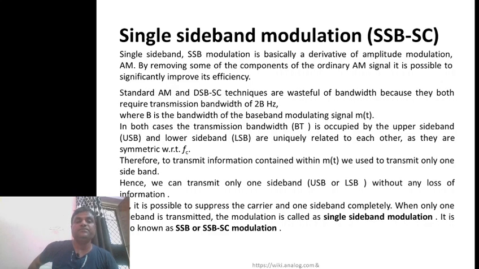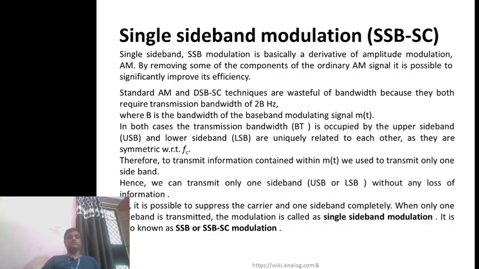It is possible to significantly improve the efficiency. The standard AM and double sideband suppressed carrier techniques again waste bandwidth. The bandwidth required for standard AM is large, and the bandwidth required for double sideband suppressed carrier is small in comparison to the AM signal. But even for transmission of a signal from one point to another, the bandwidth is large. In both cases, the transmission bandwidth is occupied by the upper sideband and lower sideband, which are uniquely related, and information is present in both the upper and lower sidebands.